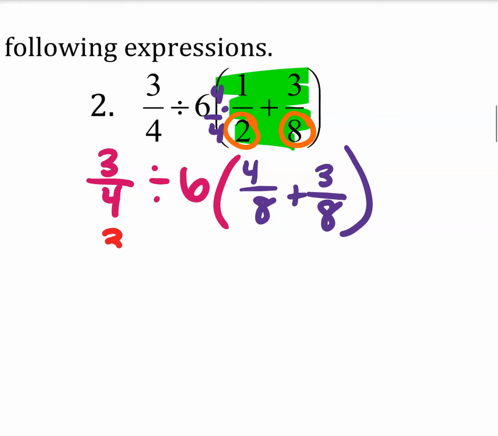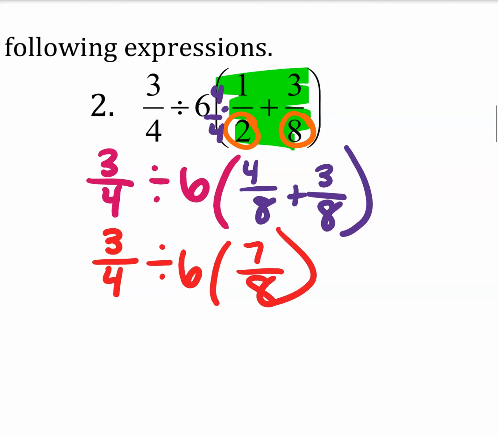Again, I'm leaving everything else alone. I'm leaving 3 over 4. I'm leaving divided by 6. Now, when you add fractions, only add the tops. It's kind of like pieces of pizza. This pizza was cut into 8 pieces, there's 4 left. This pizza, there's 8 pieces, there's 3 left. If I put the 2 pizzas together to save room in my fridge, the 4 pieces plus the 3 pieces is 7 pieces out of the 8 pieces.